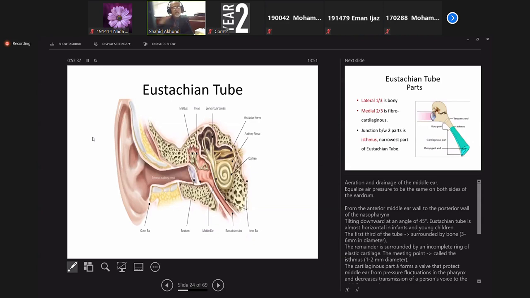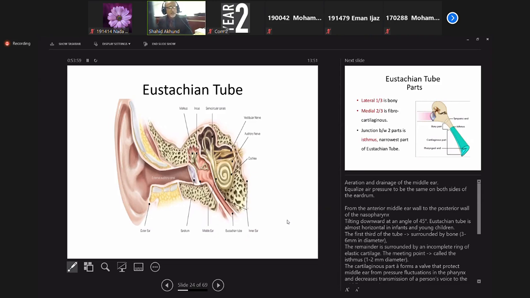So it's the aeration of the middle ear cavity. It equalizes the air pressure on the same side of the eardrum. So we have the pressure of the air on this side and the pressure of the air on this side, because the middle ear through this eustachian tube will open into the nasopharynx, and the nasopharynx is opening outside. That makes sense?